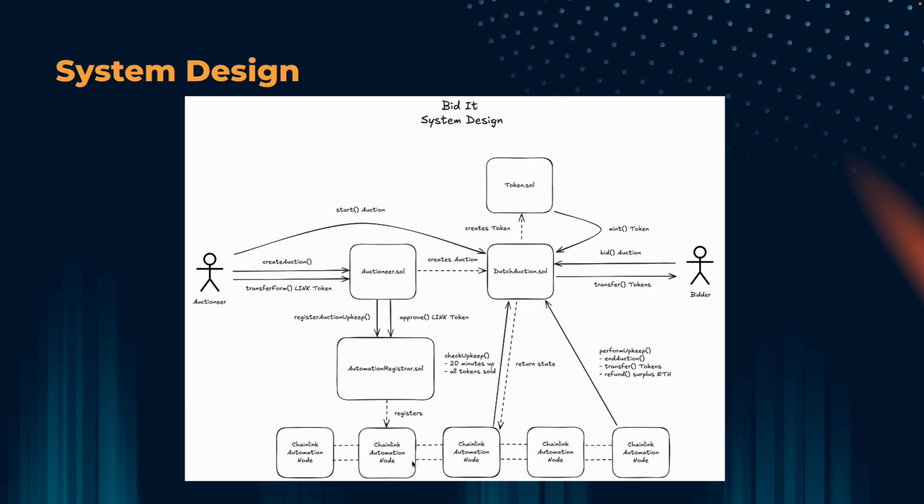For token creation, the DutchAuction.sol contract interacts with Token.sol to mint the tokens required for the auction. For auction monitoring, the automation registrar uses Chainlink Automation to continuously monitor the auction status. Chainlink nodes periodically call checkUpkeep to assess whether auction conditions are met, such as whether the 20-minute auction duration has passed or all the tokens have been sold.